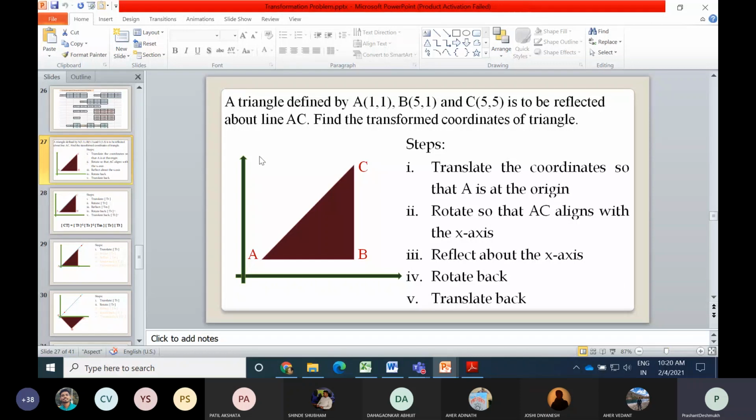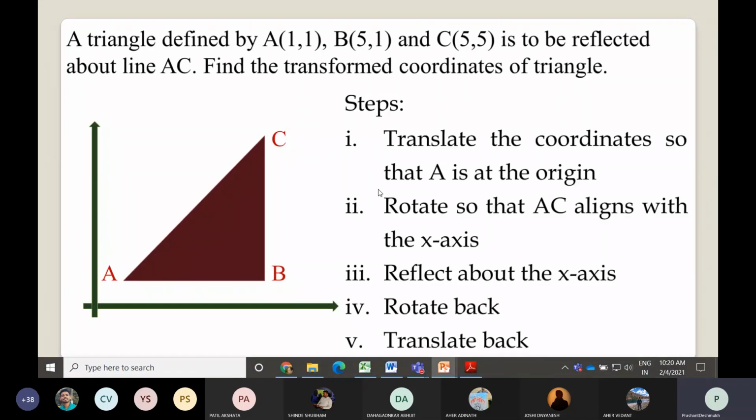Now numerical is same, just the coordinates are different. Whatever the numerical yesterday we have seen, it is one and the same. Now, triangle defined by 3 points.